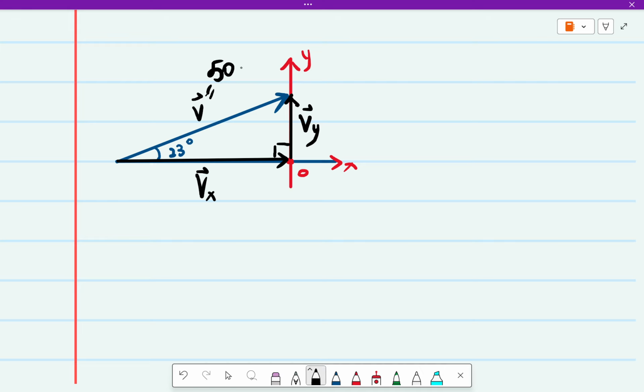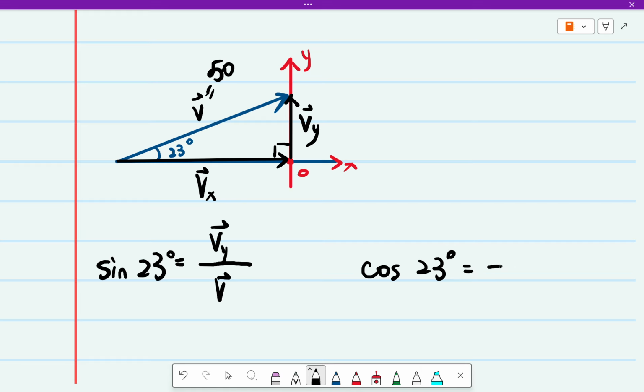If we use sine and cosine to calculate the ratio of this angle 23 degrees, we can get two ratios like this. So we have sine 23 degrees equal to opposite over hypotenuse, so we have Vy over V. And we will have cosine 23 degrees equal to adjacent over hypotenuse, which is Vx over V.